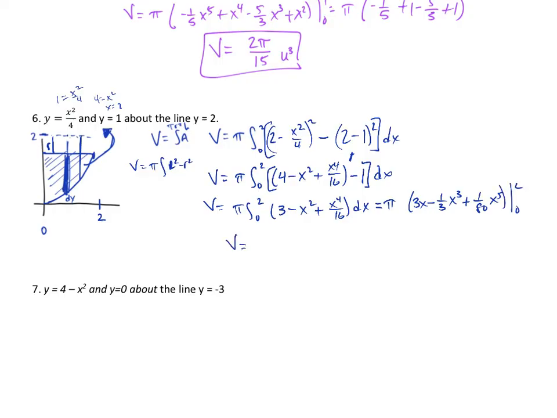So the volume ends up being pi times 6 minus 8/3 plus 32 over 80. And this ends up being 56 over 15. And that's a pi, and that's cubic units.